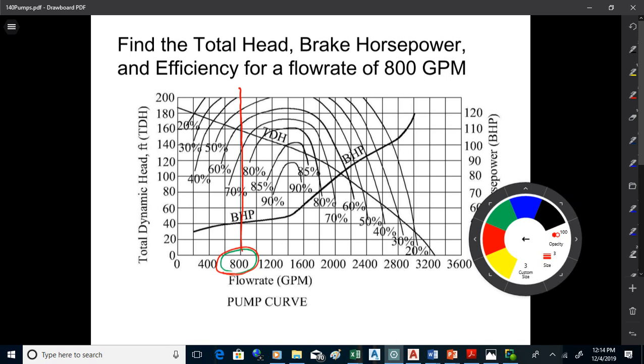So if we're pumping 800 gallons per minute, how many feet of head do we have? About 160 feet. Now, if by any chance you want to know what pressure that would be, I imagine a lot of you have been around pumps, you've probably looked at the gauges and stuff.